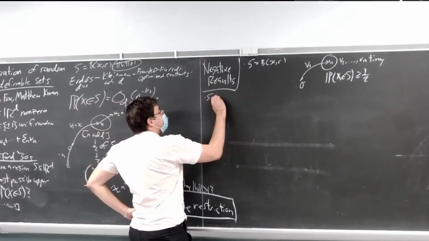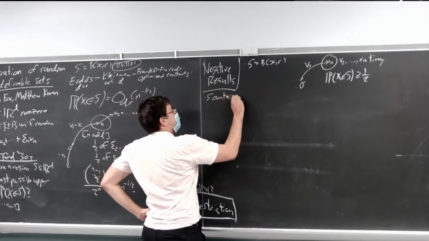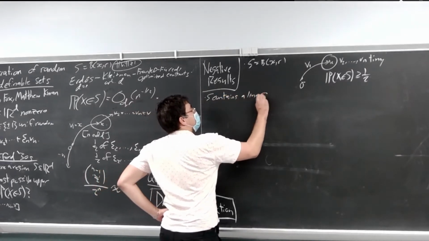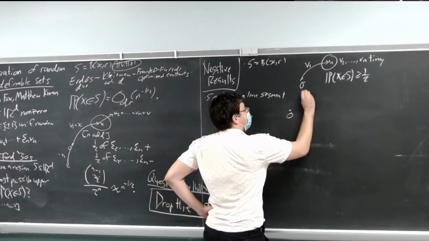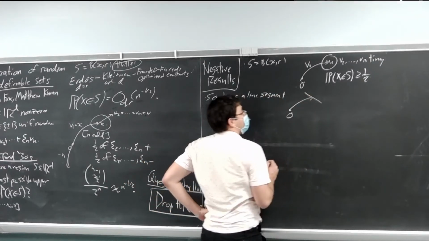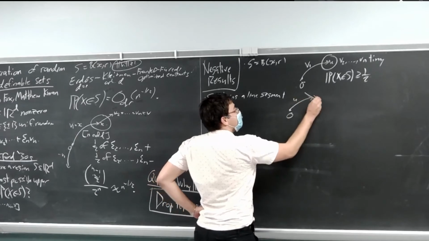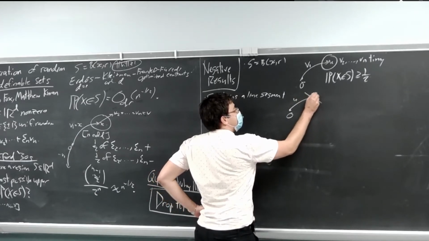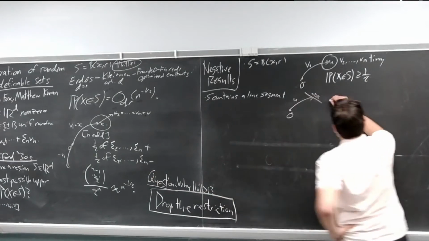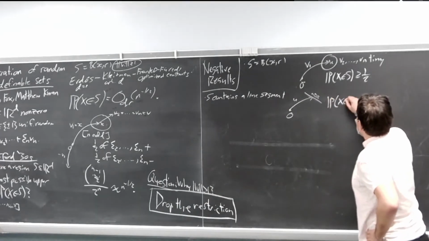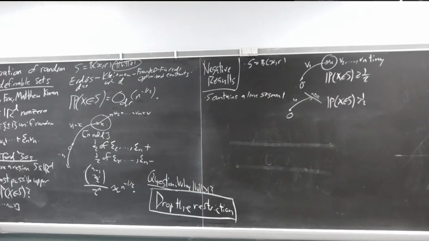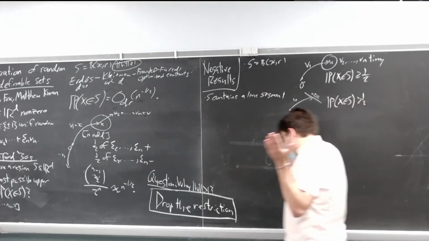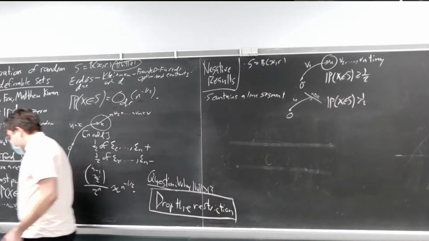If S contains a line segment, then exactly the same problem happens. You go from 0 to the midpoint of the line segment with v1. You take all these other vectors to be tiny in the direction of the line segment. And then again, the probability that x is in S is at least 1/2. So again, we're sad.